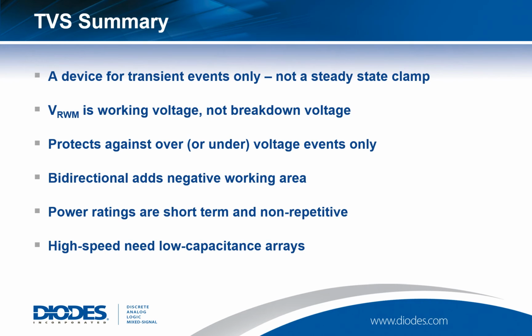To summarise then what we've discussed about TVS: these are devices intended only for transient events and they're not a steady-state device. VRWM is a working voltage, and you can put a 3.3 volt TVS onto a 3.3 volt voltage rail. These protect against under or over voltage events only. The bidirectional devices add a negative working area, and the power ratings are measured in a very short-term manner, and they are not repetitive as the die heats up. And on high-speed data connections, you need to consider the capacitance of your TVS device.